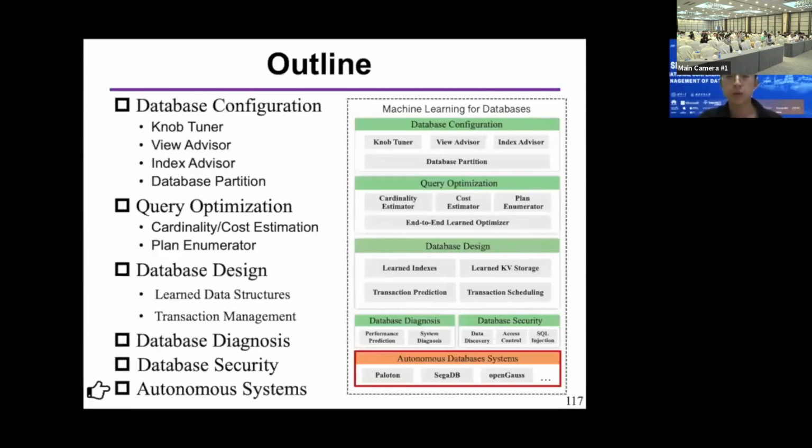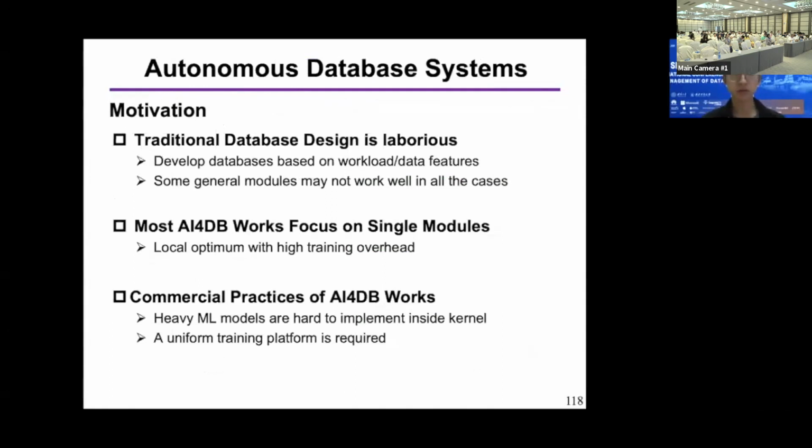Finally, we will introduce some autonomous systems that integrate the above learning-based techniques in databases. There are several motivations for the autonomous database systems. First, traditional database design is laborious. We may need to develop both the system and the data structures based on the workload patterns. Otherwise, the general modules may not work well in all cases. And most AI4DB works only focus on single modules, which can cause local optimum.